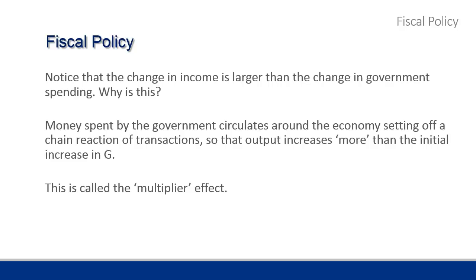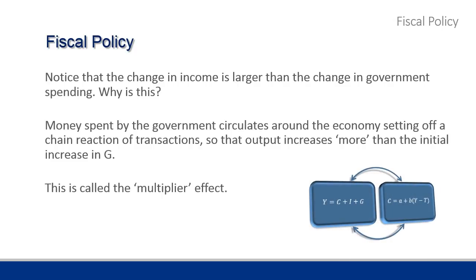So the eventual increase in output is going to be equal to much more than the initial increase in government expenditure. And this is something that we call the multiplier effect, where an increase in G leads to an increase in income via the income identity, but the increase in income also leads to an increase in consumption by the consumption function. With consumption rising, by the income identity, we see that Y, or output, increases again.